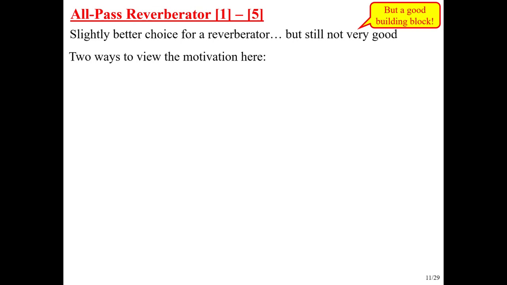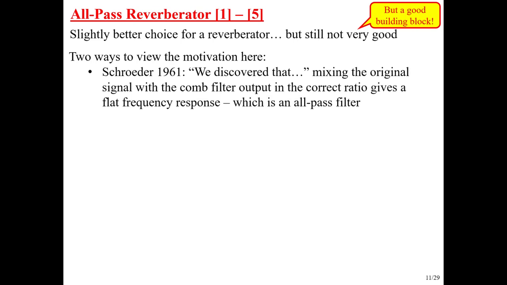So there's two ways to see this motivation. One is the way Schroeder got to it, and then another is a more modern way for someone who's knowledgeable about all-pass filters. So Schroeder said this. I'm paraphrasing. This is a direct quote out of the paper, but then the rest of it is just a paraphrase of that. But we discovered that mixing the original signal with the comb filter output in the correct ratio gives a flat frequency response, which is an all-pass filter.